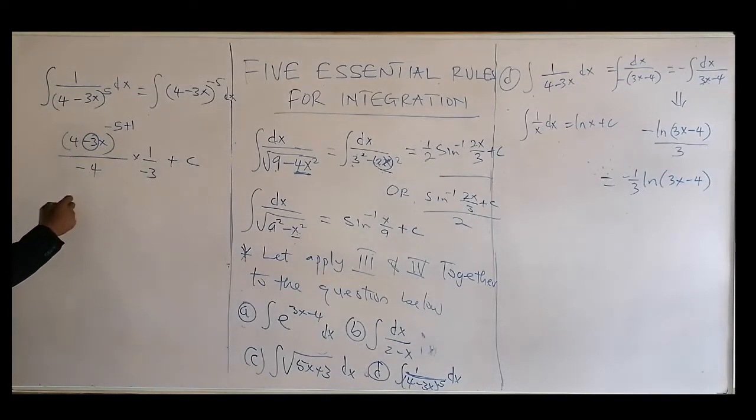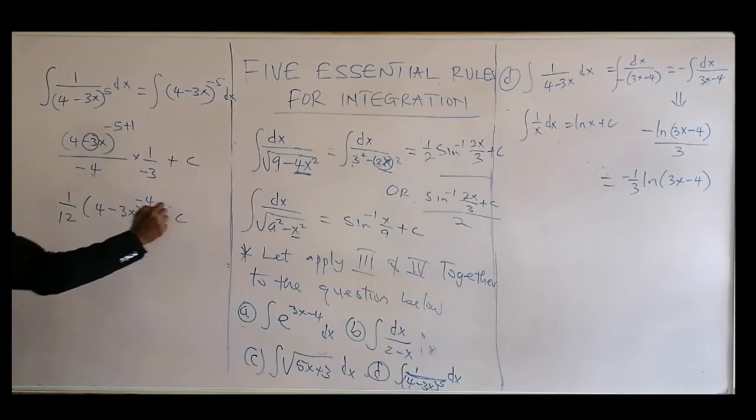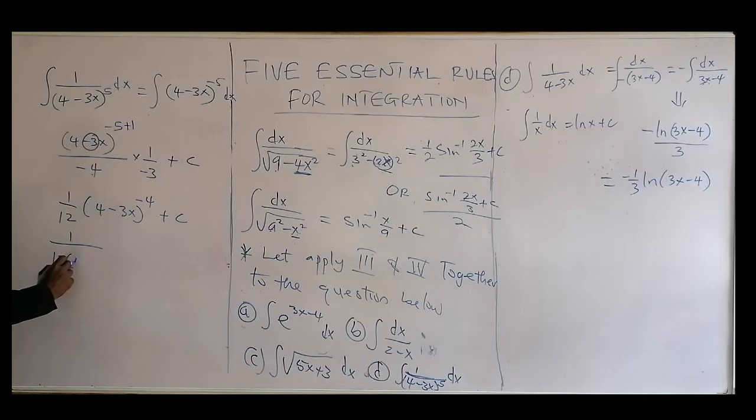So this will be equal to this one times this one, that's 12. So that will be equal to 1 over 12 into brackets (4 minus 3x) to the power minus 4 plus c. If you want to remove this minus, that will be equal to 1 over 12 into bracket (4 minus 3x) to the power 4 in the denominator, plus c.